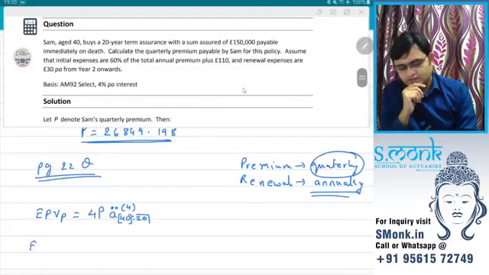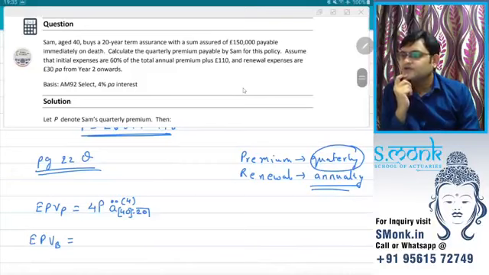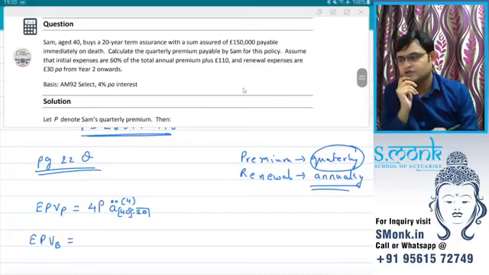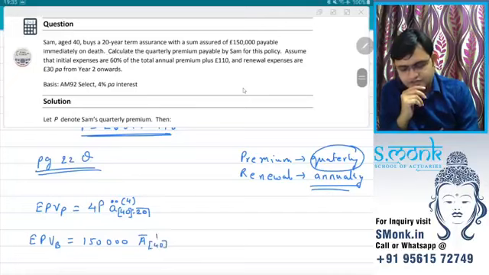What about expected present value of benefit? Benefit is 150,000 payable immediately on death. No bonuses, nothing. Term assurance. So 150,000 payable immediately on death. So A bar, select 40. It is term, so dash, and then 20.